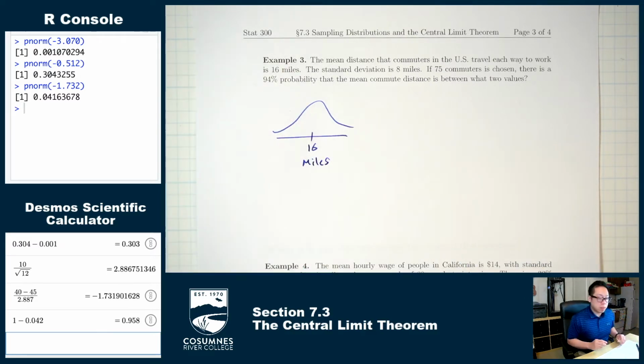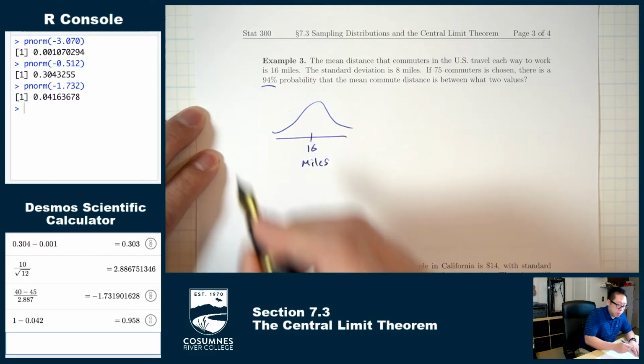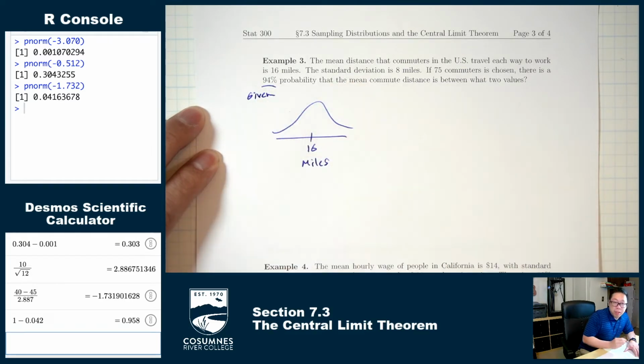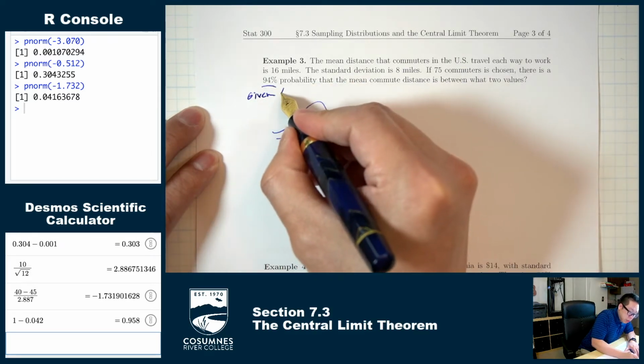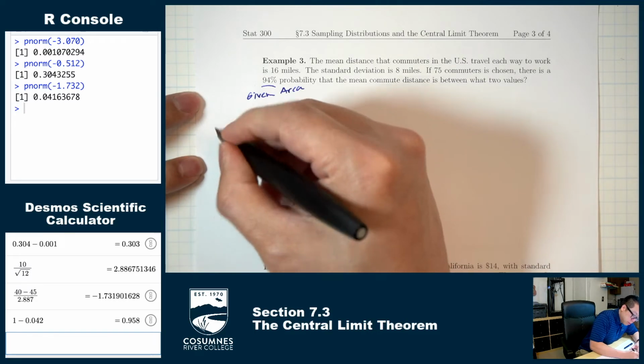And then to remind myself, this 16 stands for miles, or commute distance. The next thing I need to do is decide whether this is an x to area or an area to x. Notice that I'm giving you a percent here, and percent is area, so I'm giving you an area to start with, which means this would have to be an area to x problem.